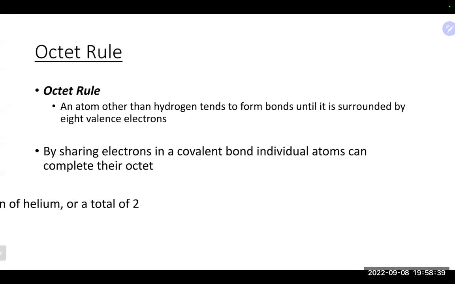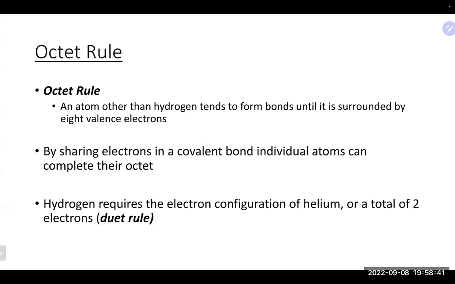That brings us to the two rules that we've talked about, but let's talk about them officially. One is the octet rule. Other than hydrogen, pretty much everybody will continue to make bonds until they get to 8, which, to answer your earlier question, is why they would stop before they get to a quadruple type bond or a penta type bond or something like that.